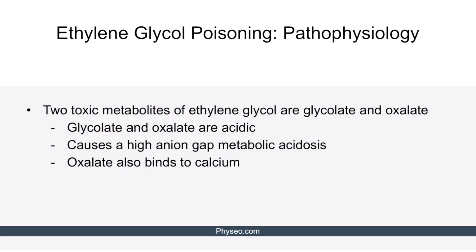The 2 toxic metabolites of ethylene glycol are glycolate and oxalate. Glycolate and oxalate are responsible for causing the damaging effects of ethylene glycol poisoning. Since they are both acidic, they will also cause a high anion gap metabolic acidosis. Additionally, oxalate naturally binds to calcium in the body, which leads to characteristic findings that we discuss in the later slides. Here we illustrate the metabolism of ethylene glycol.